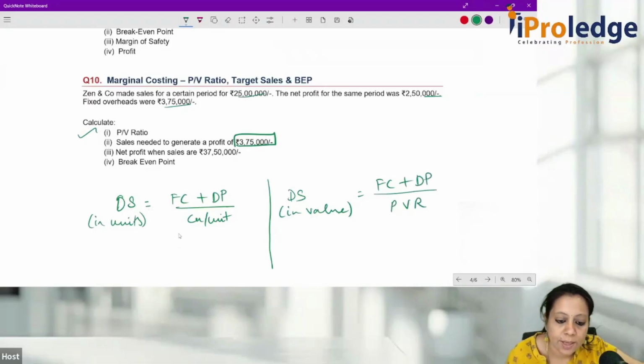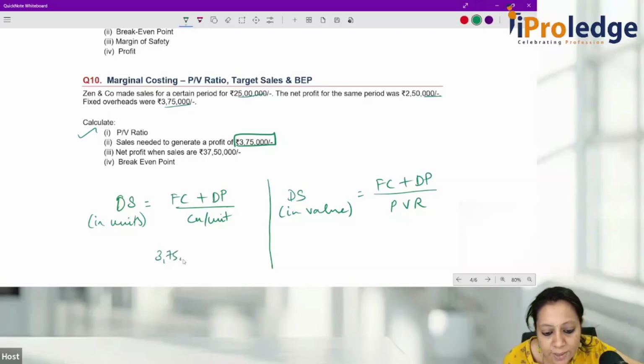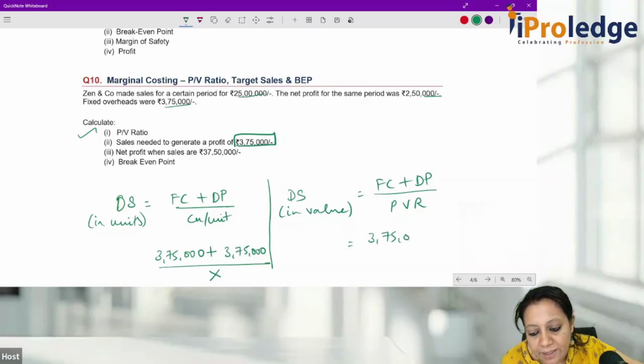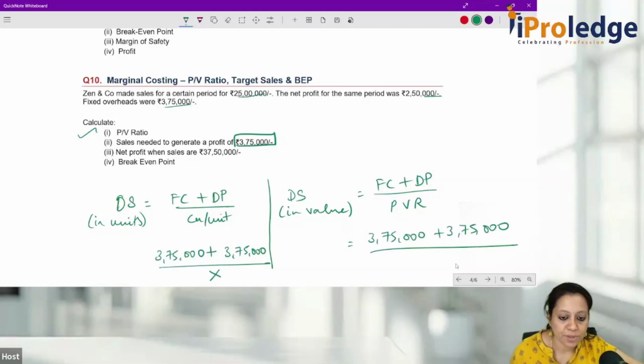So let us do this. Fixed cost is how much? Fixed cost is 3,75,000. Desired profit is how much? 3,75,000. They have not given contribution per unit, so I can't do this one. In the previous question we could do both. Wherever we are able to do both, please do both to avoid any confusion, unless the question is specific.